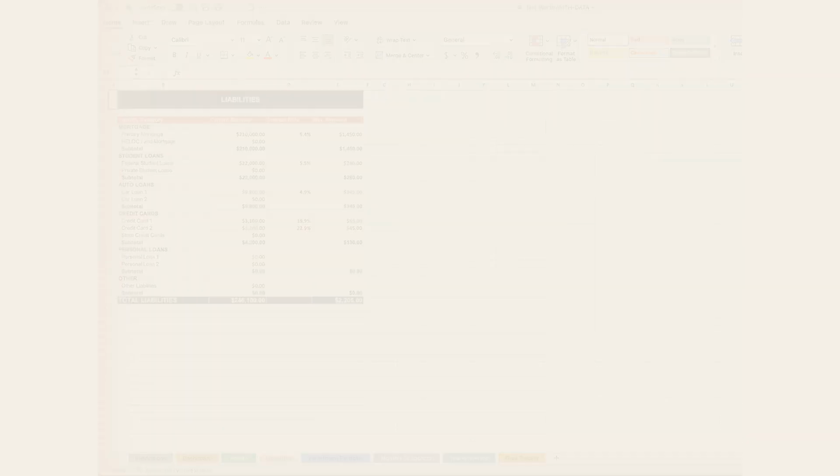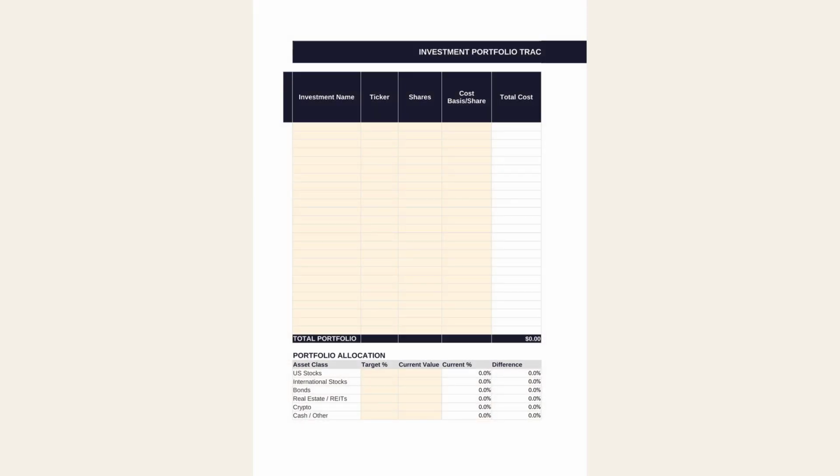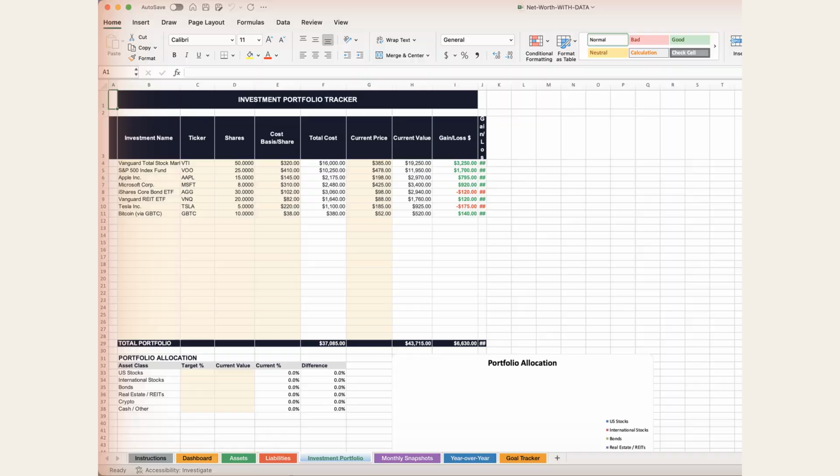Here's where it gets interesting, the Investment Portfolio tab. For each holding, you enter the ticker symbol, number of shares, your cost basis, and current price. Say you own 50 shares of an index fund at a cost basis of $320, now trading at $385. The template calculates your gain or loss in dollars and as a percentage for every position.